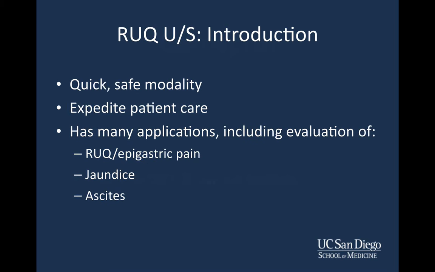By way of introduction, as you know at this point, ultrasound is a quick and safe modality that is used in many different applications in the emergency department. It can be used to expedite patient care, and specifically as pertains to patients that have abdominal pain, it has many applications, including the evaluation of patients that may have right upper quadrant or epigastric pain, that have new jaundice, or that have new or worsening ascites.